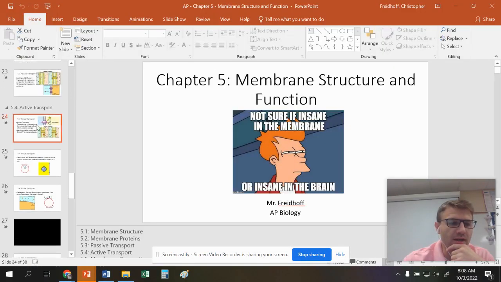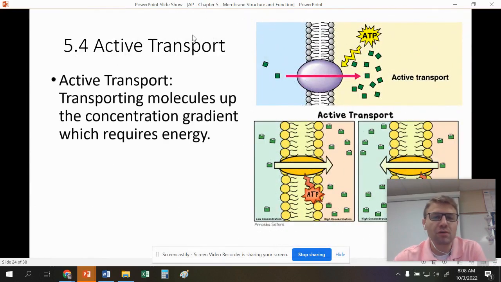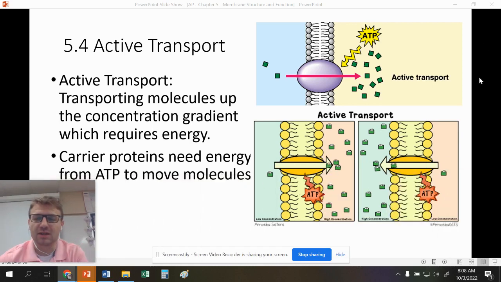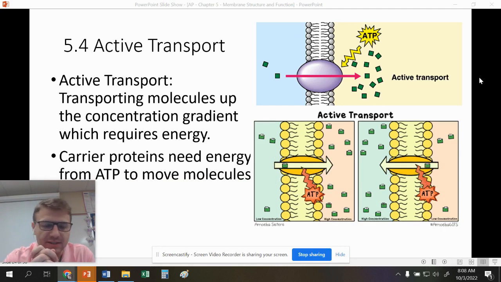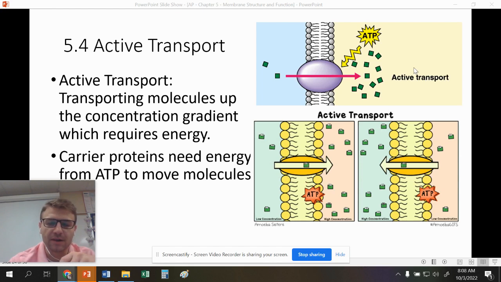All right, our next section is going to be on 5.4. Here we go. 5.4 is going to look at something called active transport. And kind of like this name implies, active transport is going to be using energy. So we use energy in our cells in the form of ATP mostly. But active transport is just transporting molecules kind of against their concentration gradient. You can see here where we're going from a low to high concentration gradient.